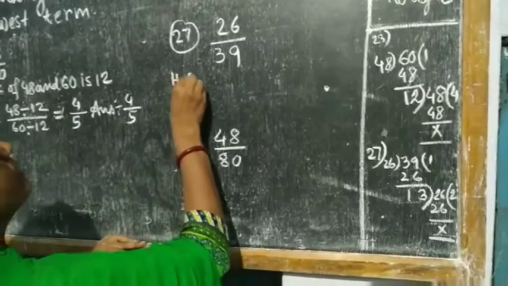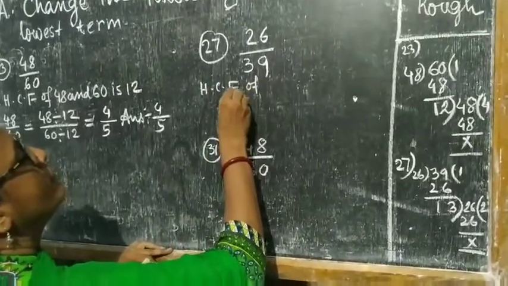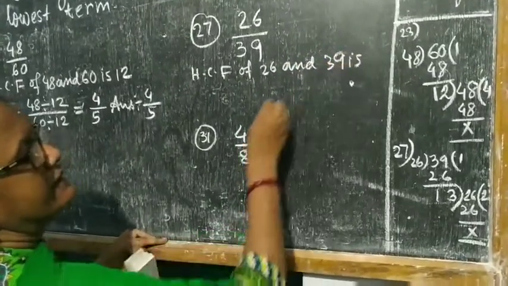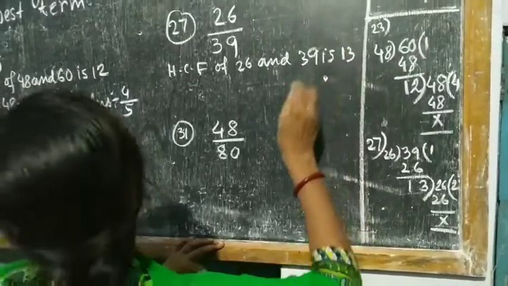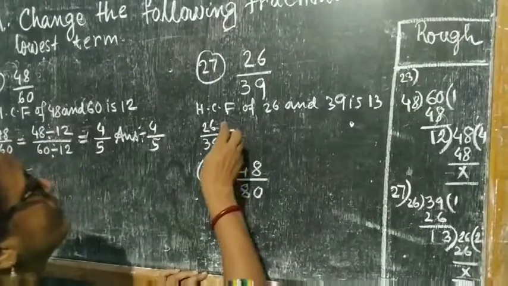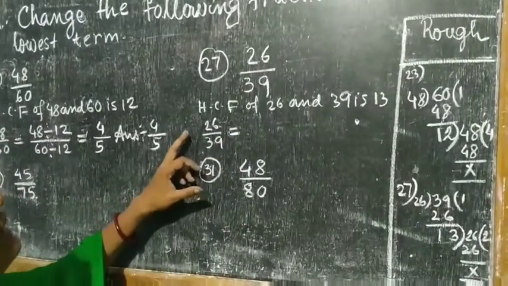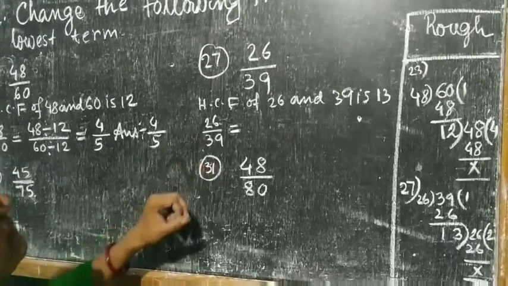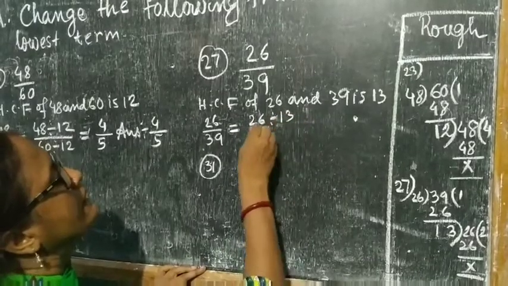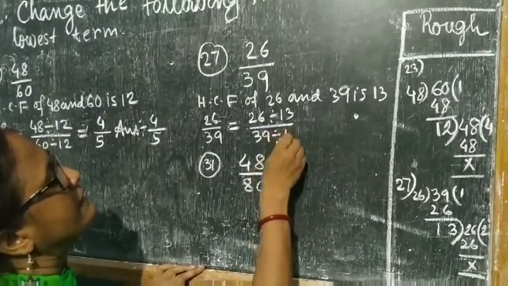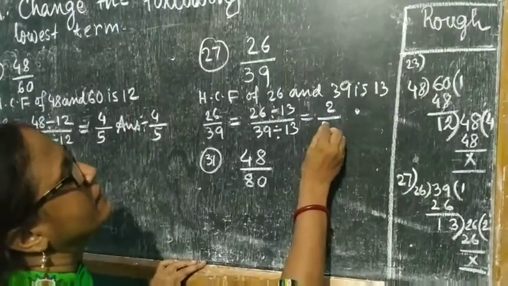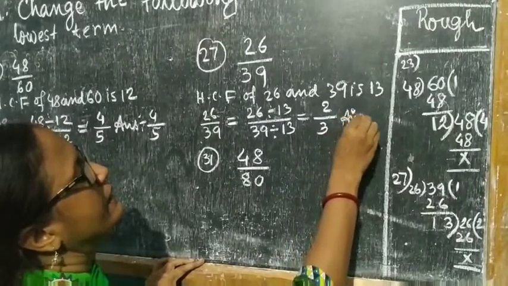So the HCF of 26 and 39 is 13. So 26 by 39, you divide the numerator and the denominator of the fraction 26 by 39 by 13. So 26 divided by 13 and 39 divided by 13. 26 divided by 13, 2 and 39 divided by 13, 3. So the answer is 2 by 3.